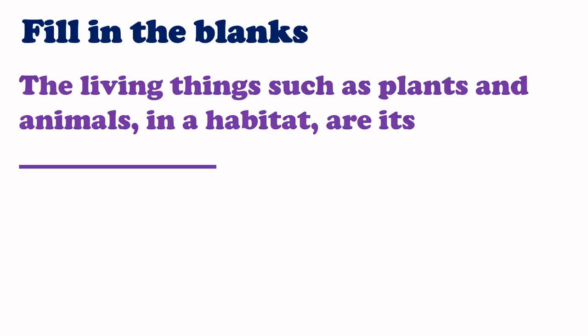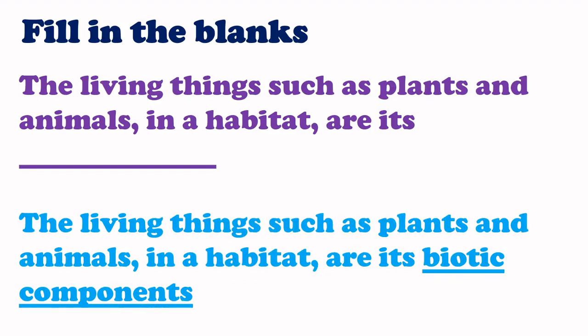So fill in the blanks. The living things such as plants and animals in the habitat are its. Do you know the answer, children? So the living things such as plants and animals in a habitat are its biotic components.